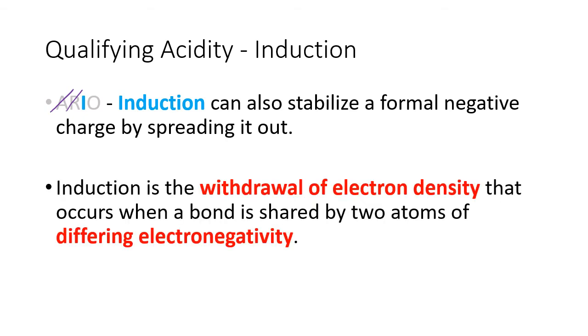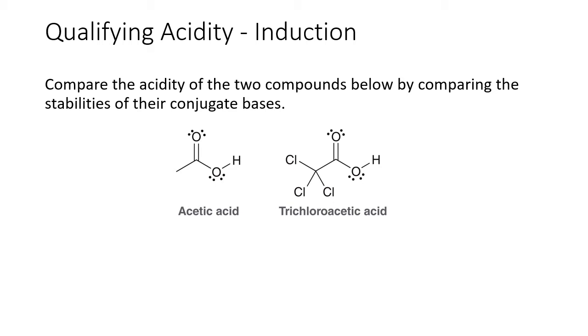So induction, formally, the definition is the withdrawal of electron density that occurs when a bond is shared by two atoms of differing electronegativity. In order to show what induction is and how it can stabilize something, we're going to look at two organic compounds, acetic acid and a derivative of acetic acid, trichloroacetic acid.